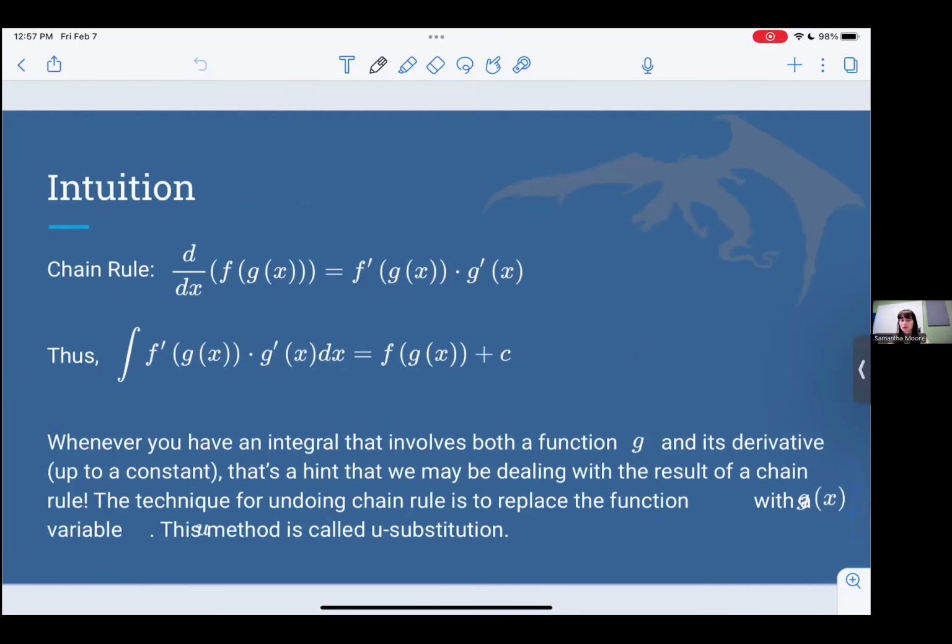The key is that whenever we see an integral that has both a function g and its derivative g prime, we're going to replace g of x with a variable u, and that's going to make our lives easier. Basically, it's going to help us identify what f should have been. This method is called U substitution.